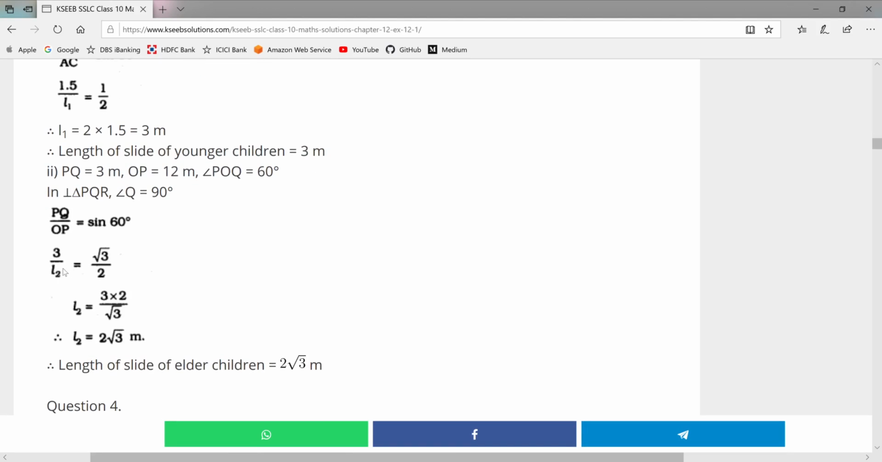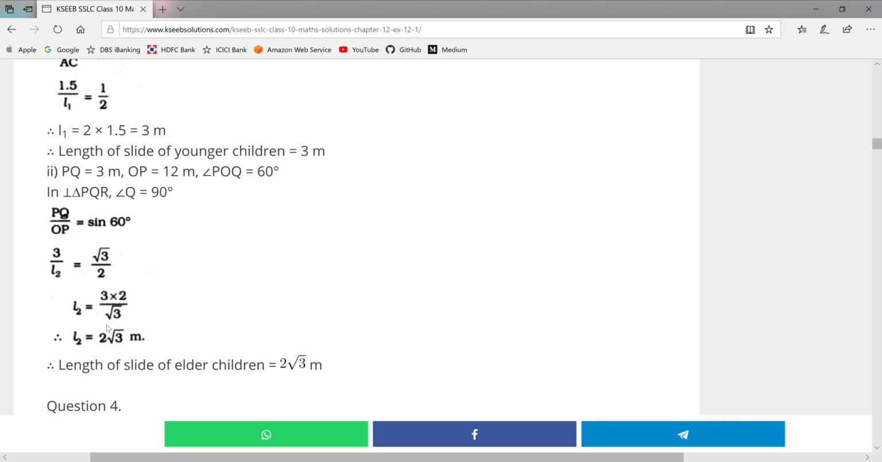So now do the multiplication here. L2 equals 3 into 2, which is 6, divided by √3. So 6 we can write as 3 into 2 divided by √3. This 3 we can write as √3 into √3. So one √3 in the numerator and one √3 in the denominator get cancelled, and the remaining is √3 into 2, or 2√3.